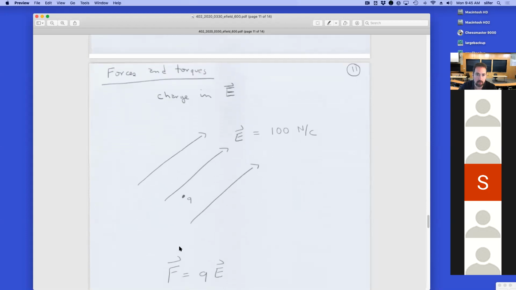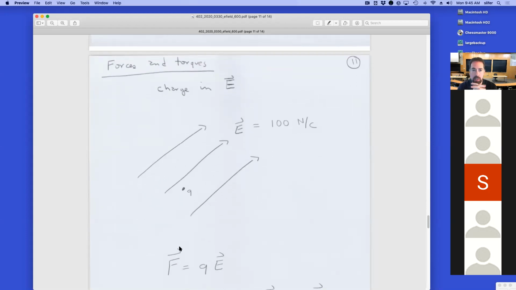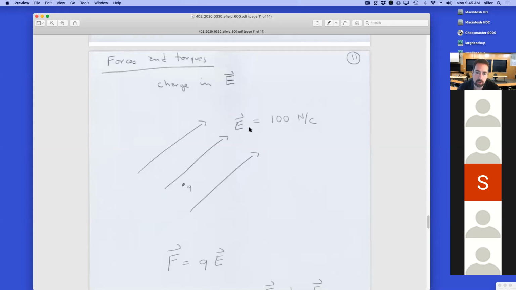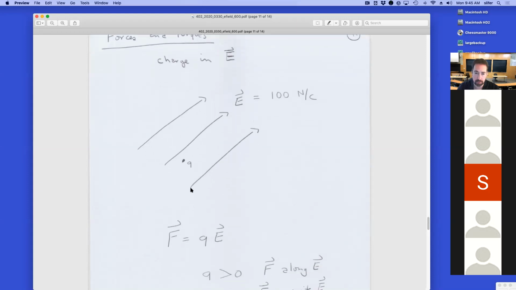So the last thing I want to introduce, and then give Dawn the 10 minutes at the end here, is this idea of forces and torques. So if I have a charge in an electric field, I come along and I put a charge down here, and the stipulation of this problem, I'm saying that somehow I've created an electric field of 100 newtons per coulomb, right? I come into the problem, there's a region of space where there's a 100 newton per coulomb electric field. I put a charge in that electric field. I want to figure out what's going to happen to this charge Q, right?